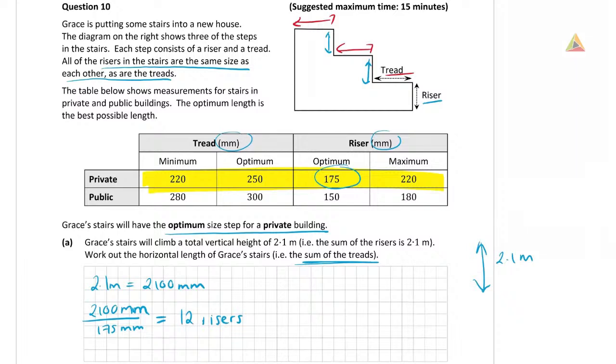Now, if there's 12 risers, that must mean that there's also going to be 12 treads. The optimum tread for a private building is 250, so we need to multiply that by 12. That gives you a total of 3,000 millimeters. Now we could convert that back to meters, so 3,000 divided by 1,000 is 3 meters. And that is the sum of the treads, which is what you were asked for.